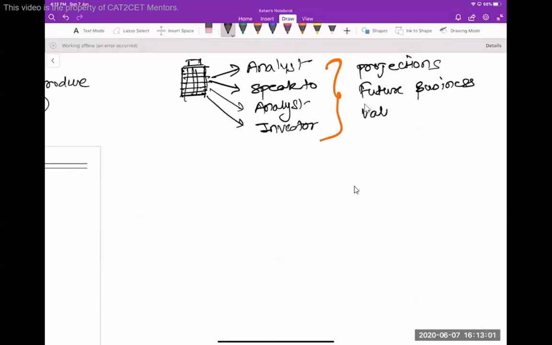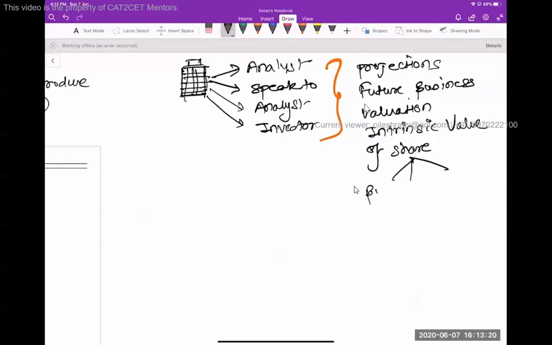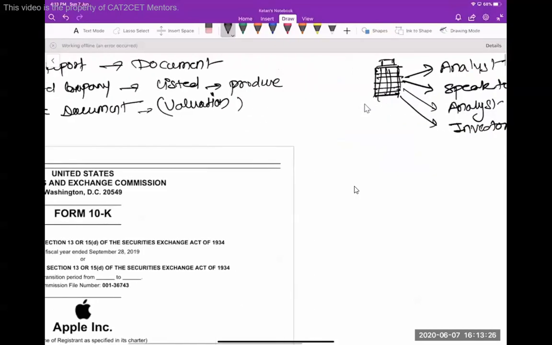And when you get all these things, at the end of the day you will be able to do the valuation. Once you do the valuation, what you understand is the intrinsic value of that particular share of a company. Then you give one of three decisions: either buy, hold, or sell. And that's the reason the annual report is quite important.